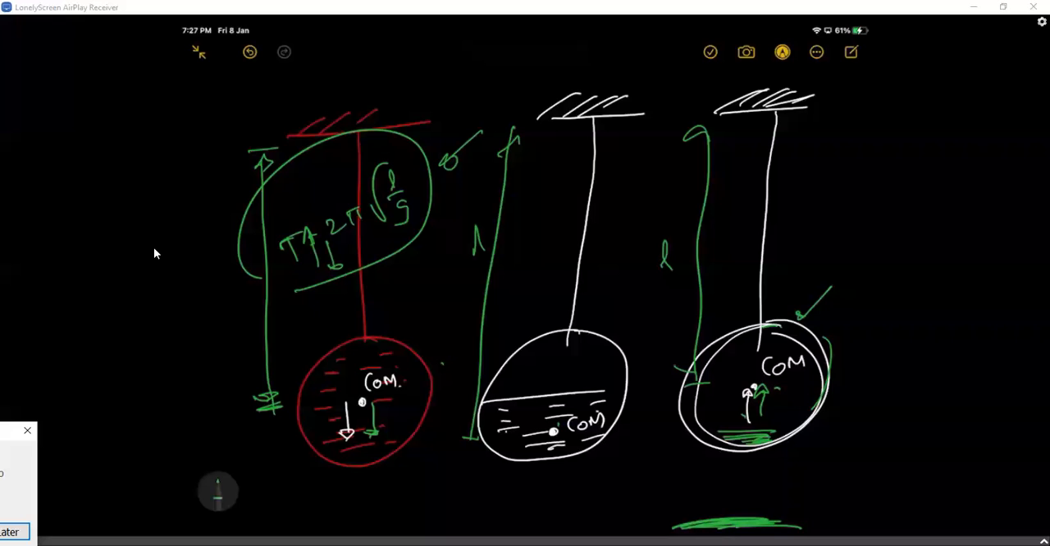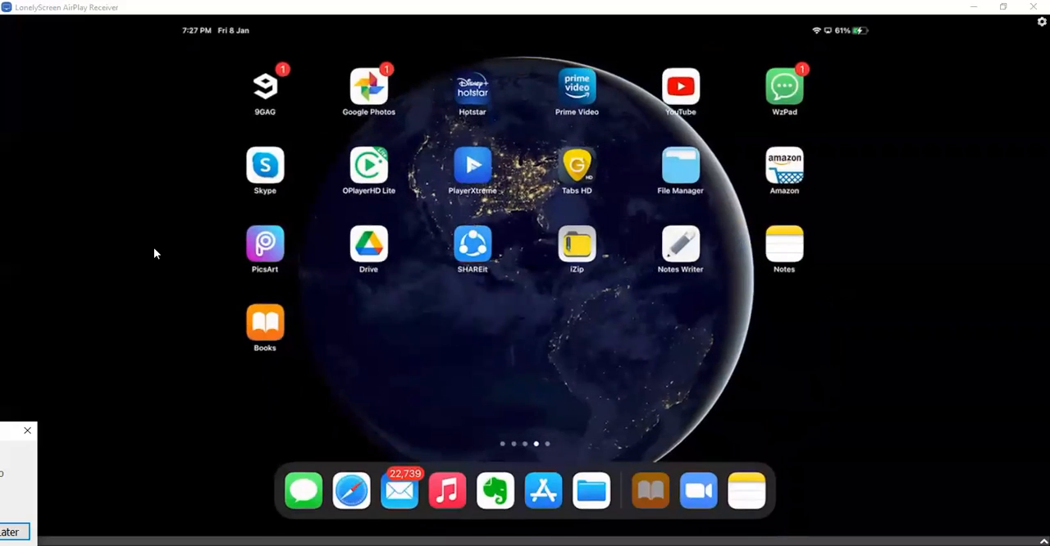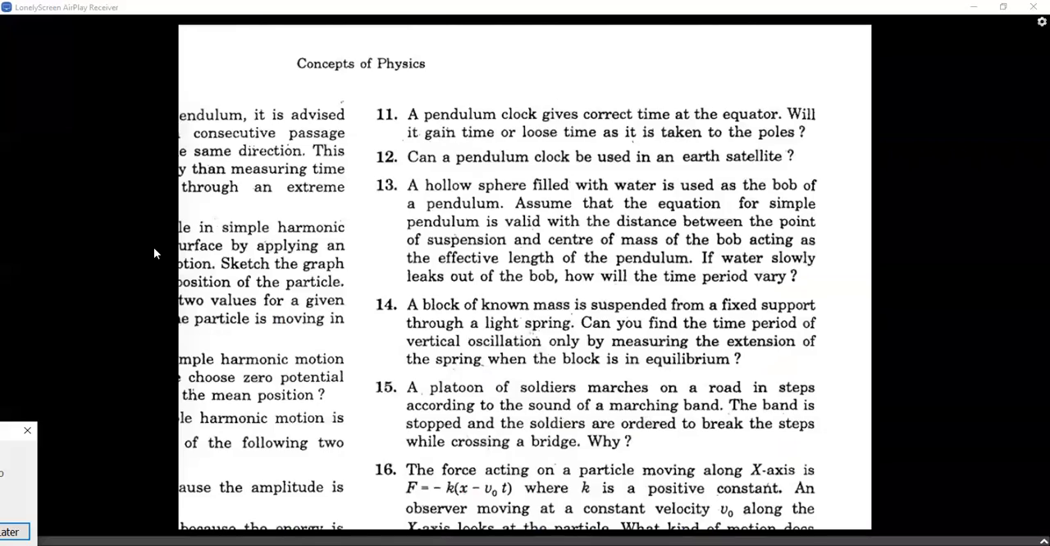Okay, sir. Sir, if we use M by K instead of L by G, why do you make such stupid statements sometimes? 2 pi root over M by K is for a spring block system. Why do you do this to me? Just for seeing, sir. Oh, come on. Such a pain you are.